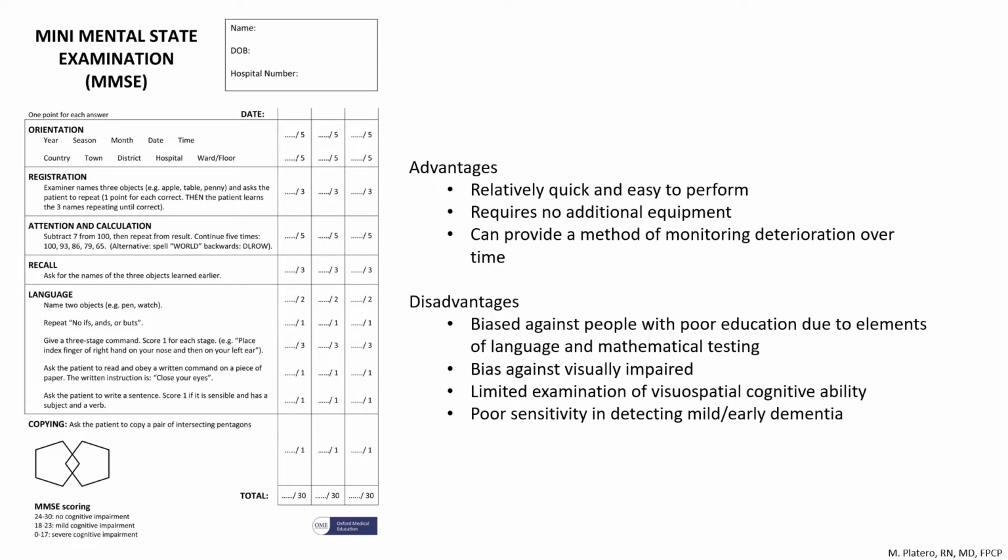What are the advantages? It is relatively quick and easy to perform, requires no additional equipment, and can provide a method of monitoring deterioration over time. What are the disadvantages? It is biased against people with poor education due to elements of language and mathematical testing. It is biased against the visually impaired. It has limited examination of visual-spatial cognitive ability and poor sensitivity in detecting mild or early dementia.